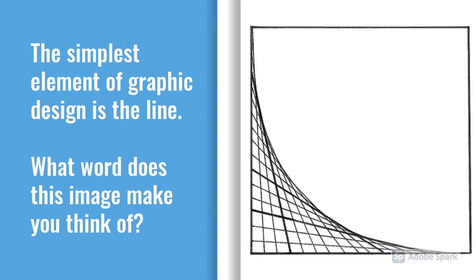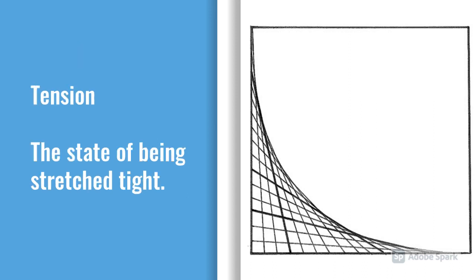The simplest element of graphic design is the line. The image on the right was created using only straight lines. What word does this image make you think of? In this image, the artist tried to represent the word tension using only straight lines. The definition of tension is the state of being stretched tight, like a balloon or a rubber band.